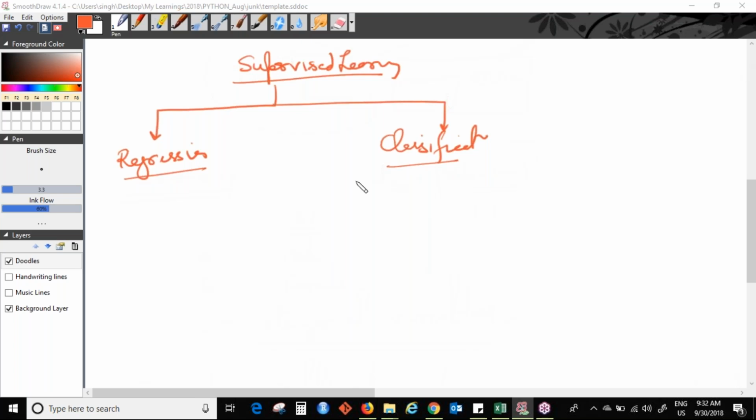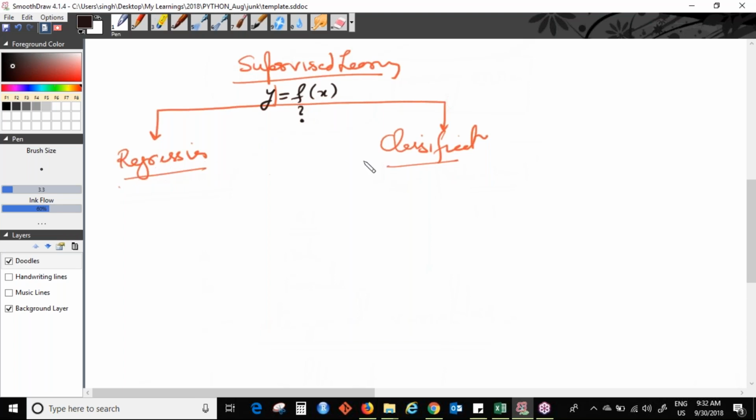Okay, I have covered this in the last class, so I'll just quickly walk through this. Supervised learning is divided into two parts: one is regression and the other is classification. In both places we try to do the same thing. Supervised learning is all about y is equal to f(x), where we try to find f. Now what is the difference?